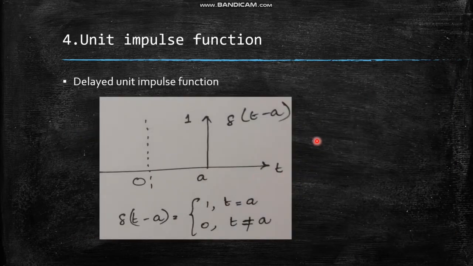Next, we have a delayed unit impulse function, that is, from the position of 0 this is delayed by a value of a. Delta of t minus a is equal to 1 for t equal to a and 0 for t not equal to a.